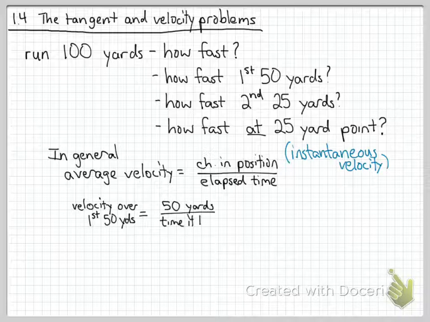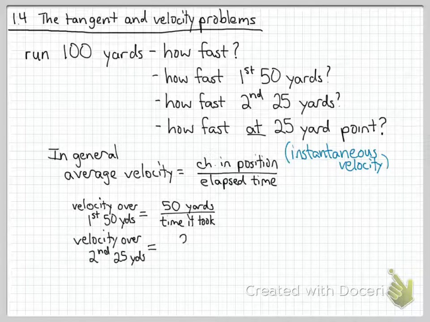So if I wanted to answer the question, how fast did I move in the first 50 yards of my race, I would divide the change in position, that's 50 yards, over how long it took me. Ending time minus beginning time of that 50 yards. Same thing for if I want to know how fast was I moving over that second 25 yards on average.